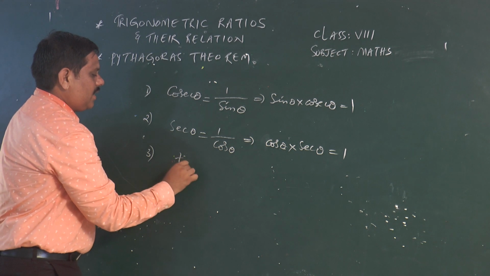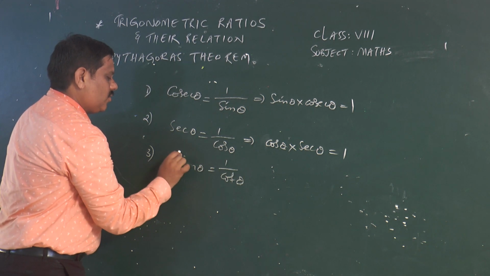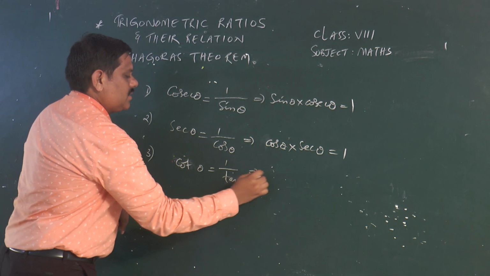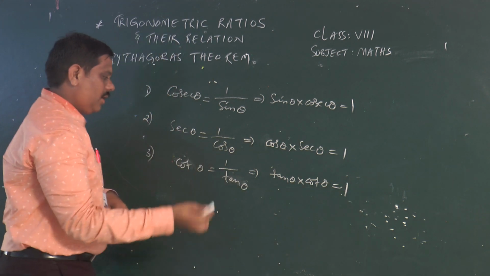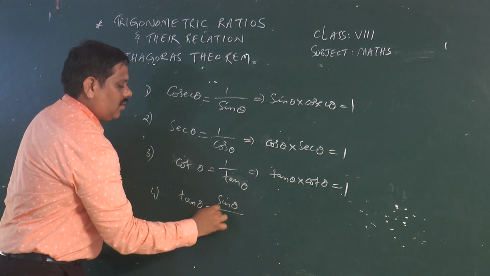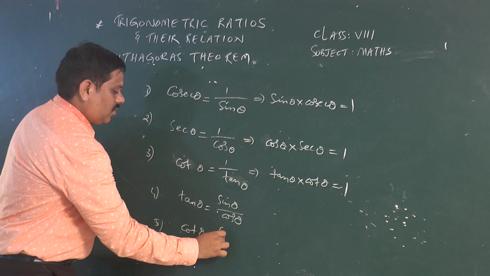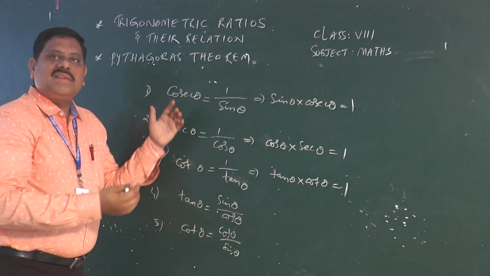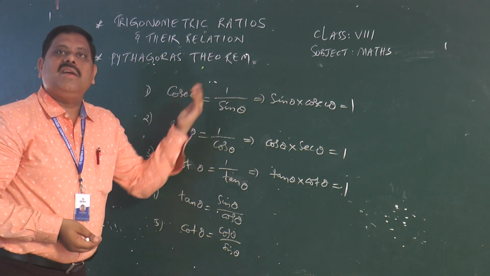Third one is tan theta equal to 1 by cot theta, or cot theta is 1 by tan theta. You can write it any way. Cot theta is 1 by tan theta. That implies tan theta into cot theta is always equal to 1. Next we have tan theta as sin theta upon cos theta. All of this we can obtain by using the earlier definitions.